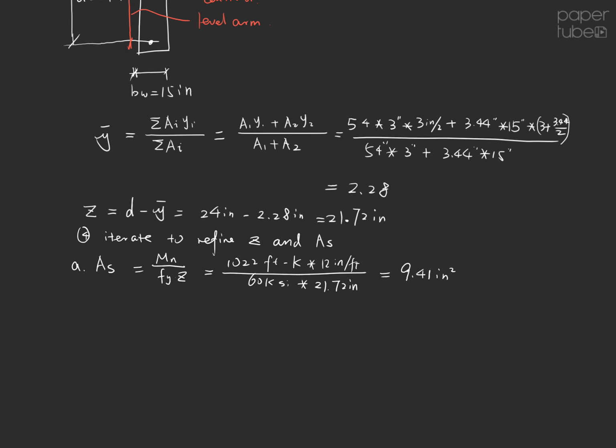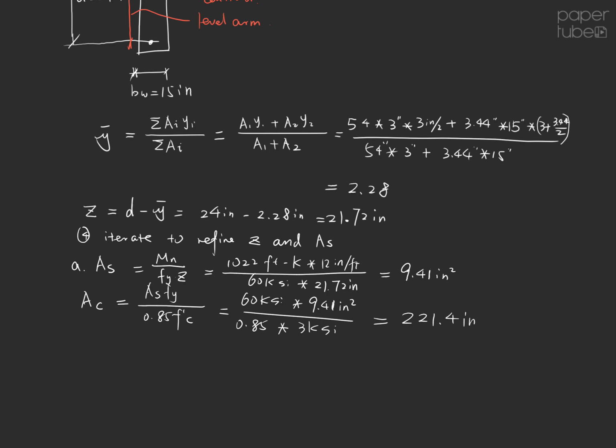That is the required area for steel, and you can calculate your AC as As times Fy divided by 0.85 f prime c. If you substitute the numbers, 9.41 inch squared times 60 divided by 0.85, f prime c is 3 ksi. Now your AC is 221.4 inches squared. That's still within your flange, right? Because your total of the flange is 162. Oh, you're still within the web, my bad, right?